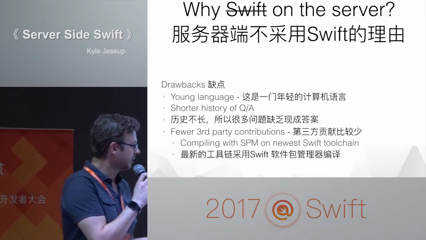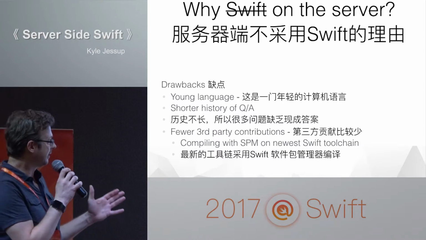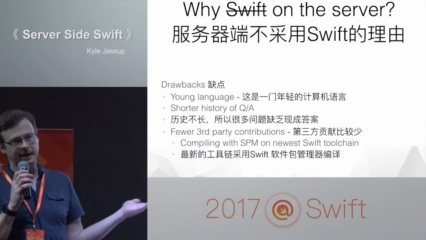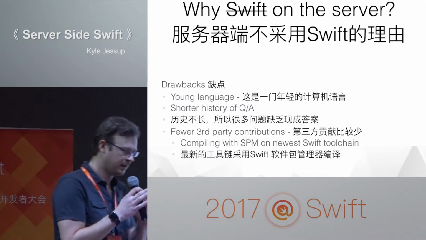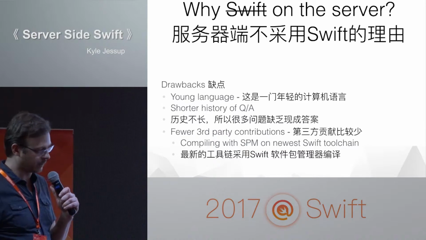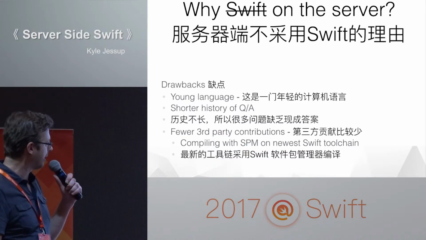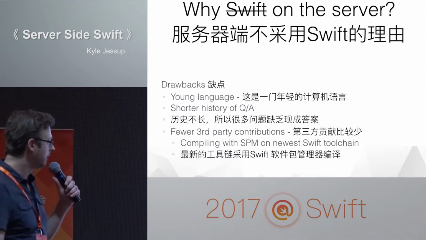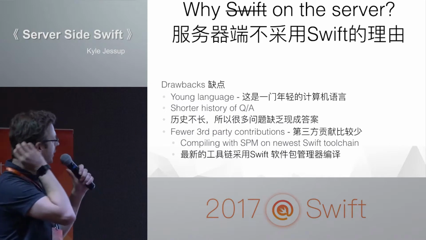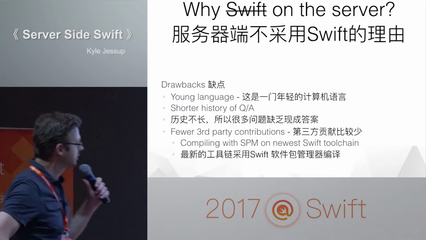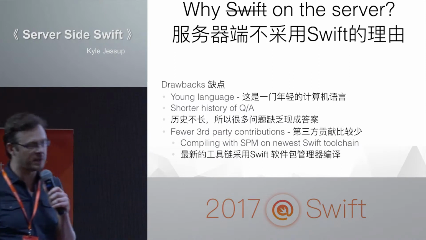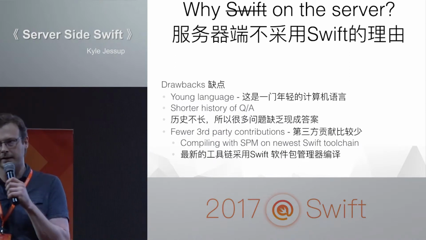Another disadvantage is because it's a young language, there isn't a lot of history of questions and answers on, say, Stack Overflow and these sorts of services. And when there are, you often find that the code snippets posted are now out of date, and again, that goes back to how rapidly Swift is evolving. So there are fewer third-party contributions, and the ones that you do find, again, it's kind of hit and miss as to whether or not they build with the latest toolchain.